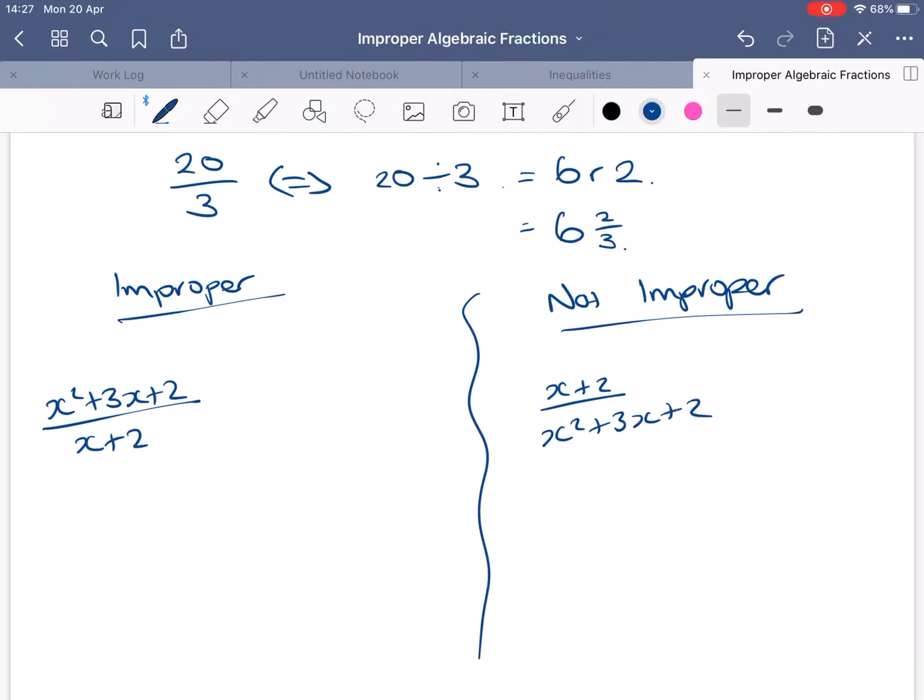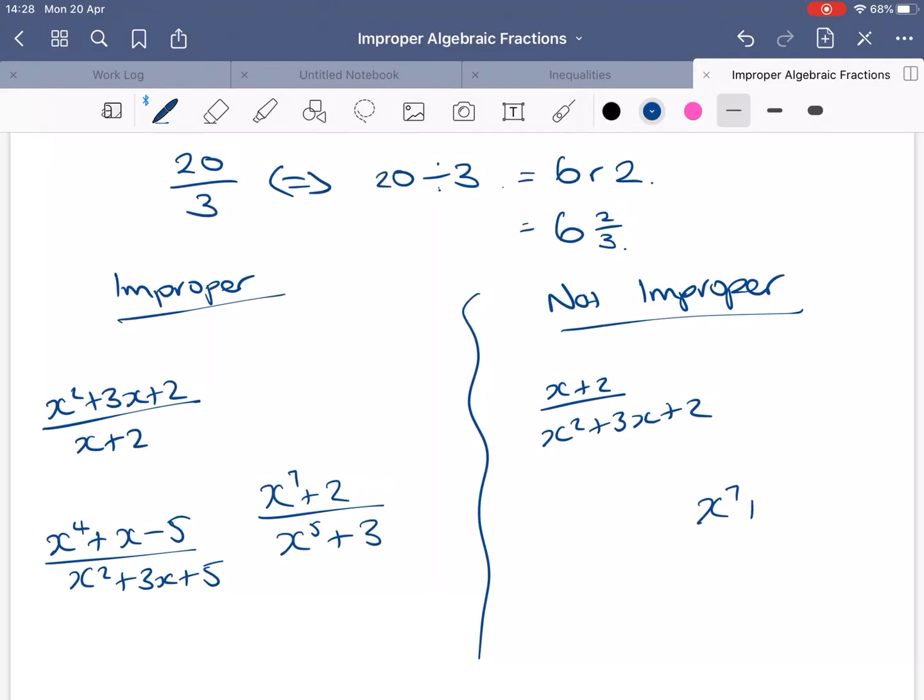Okay. If I had x to the power 4 plus x minus 5 over x squared plus 3x plus 5, again, that's an improper fraction, whereas the other way round it wouldn't be. If I had x to the power 7 plus 2 divided by x to the power 5 plus 3, that would be improper. Whereas if I had x to the power 7 plus 2 divided by x to the power 8 plus 3, that's not improper. And it all comes down to the highest power of x.